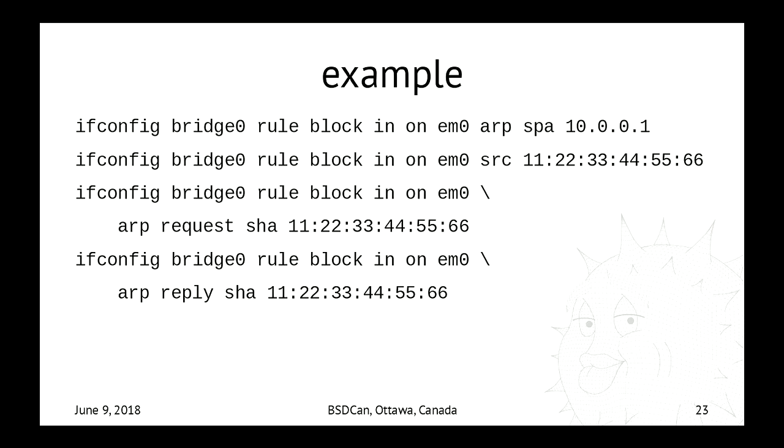The example use, which is actually very close to what they are running: block in on em0 arp source protocol address, our own address, so it must not appear on the outside interface, assuming em0 goes to the outside. The second rule in here blocks anything with our own MAC address from the outside. This worked before these changes because this is not peeking into the packet, obviously. And then you block ARP requests with the source hardware address of ours and ARP replies with the source hardware address of ours. These two you can actually combine into one rule. Pretty straightforward, pretty easy.